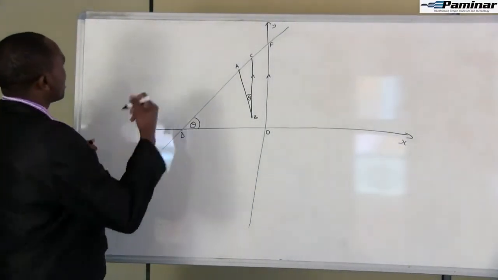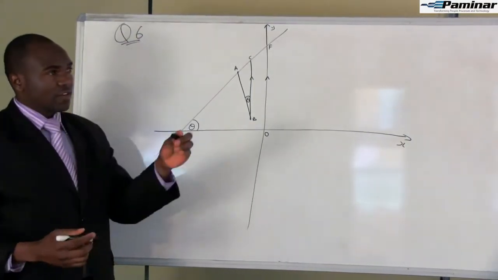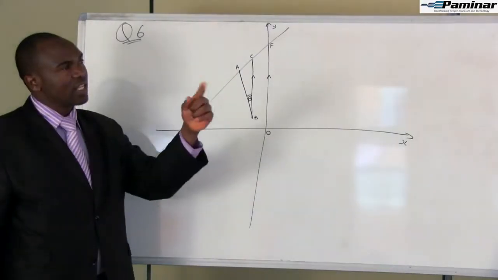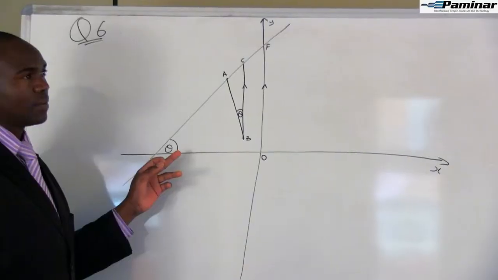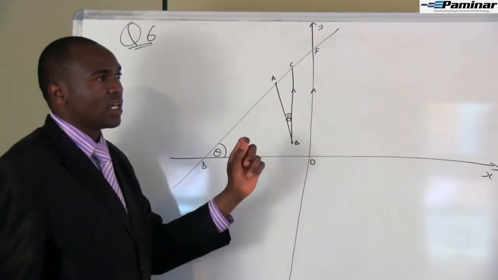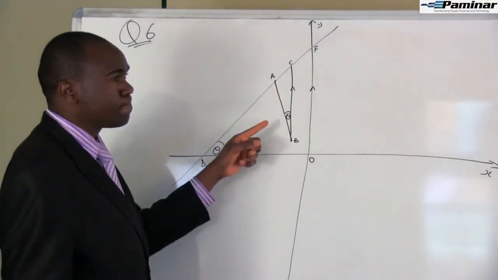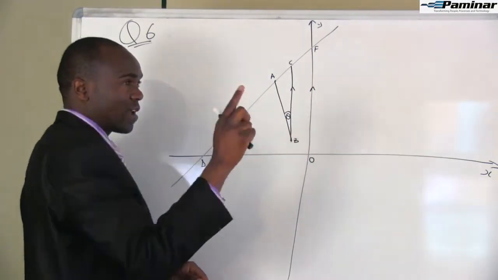Okay, now let's do question 6. As you can see from there, it says the circle with center B, minus 1, 1, and radius square root of 20 is shown. Now, BC is parallel to the y-axis, which means this BC is parallel to this y-axis, and CB is 5. From here to there is 5 units.